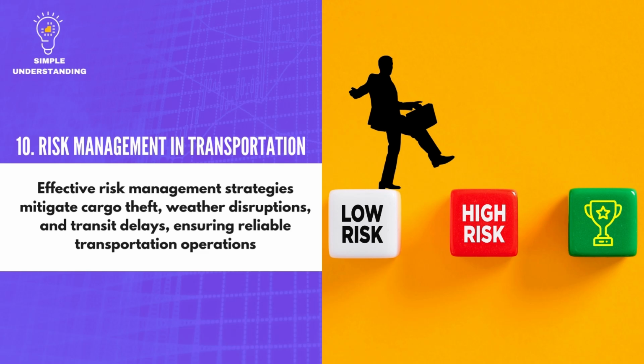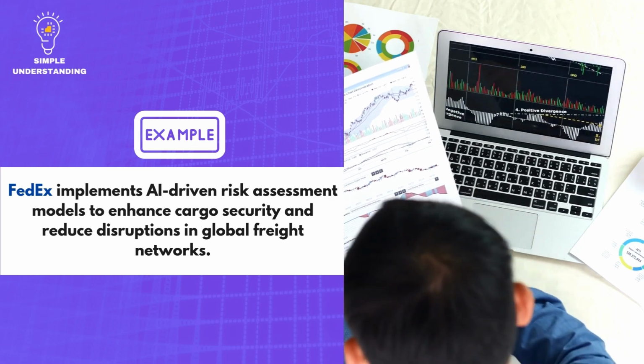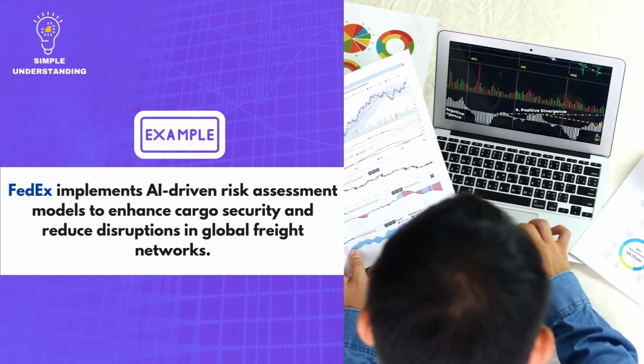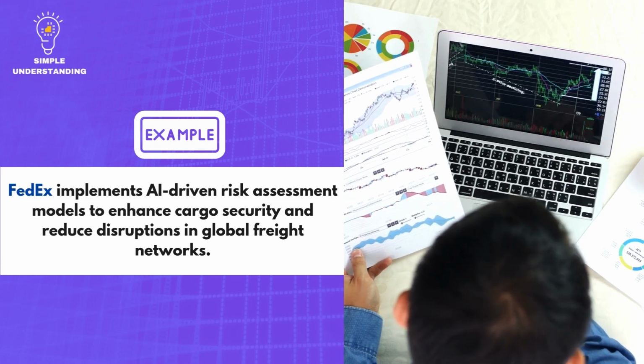10. Risk management in transportation. Explanation. Effective risk management strategies mitigate cargo theft, weather disruptions, and transit delays, ensuring reliable transportation operations. Real company example. FedEx implements AI-driven risk assessment models to enhance cargo security and reduce disruptions in global freight networks.